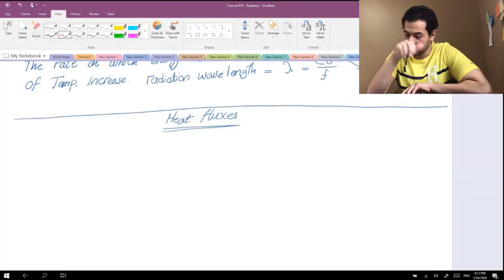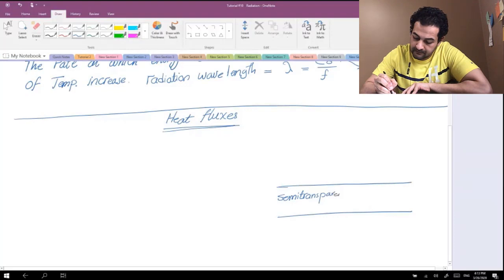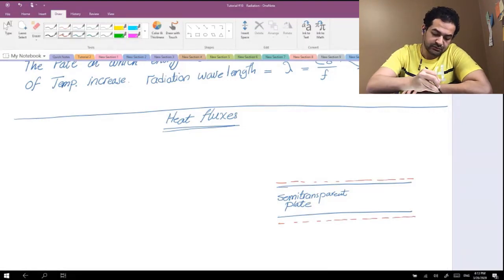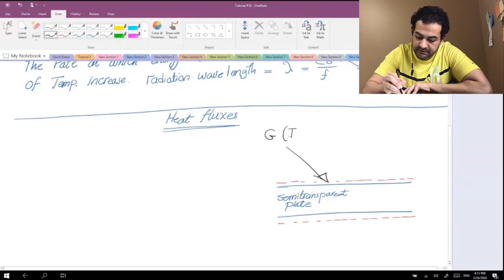So if we draw a very simple schematic of a flat plate that is semi-transparent, and this semi-transparent plate is exposed to an irradiation G. So G, we call it irradiation, or the incident radiation.